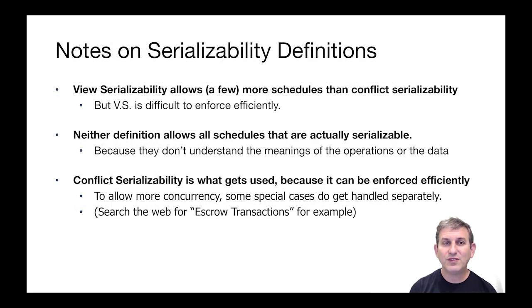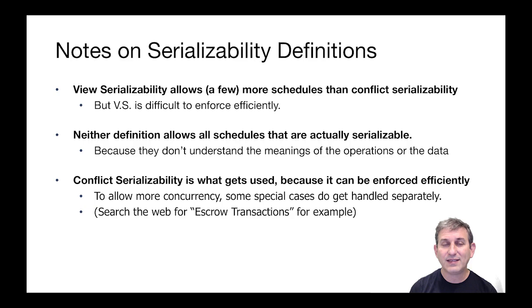So some notes on the definitions we've seen so far. View serializability allows some more schedules than conflict serializability. It has fewer false negatives, but it's difficult to enforce efficiently. So we'll tend to focus on conflict serializability. Neither view nor conflict serializability allows all schedules that are actually serializable.